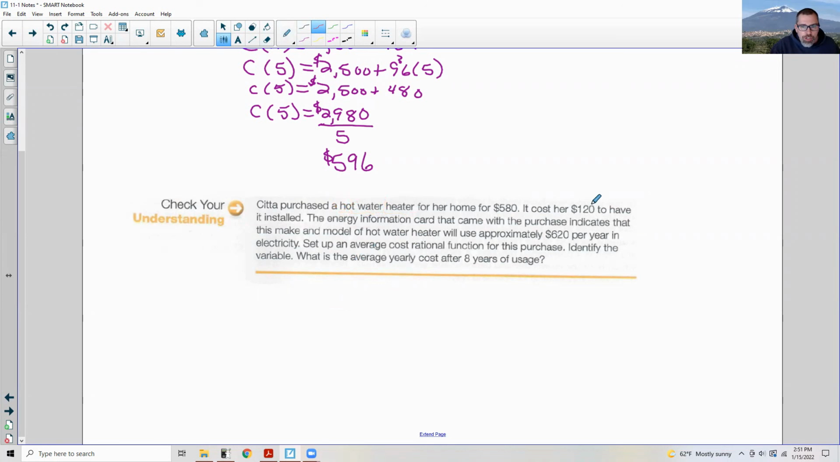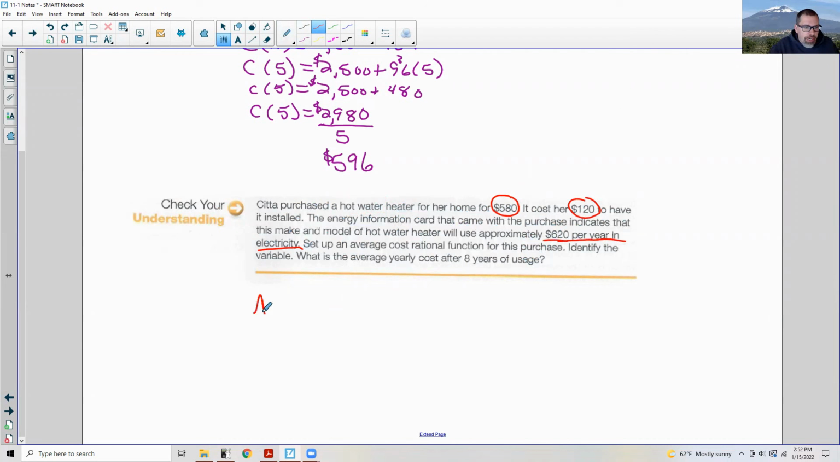Cheetah purchased a hot water heater for her home for $580. It costs $120 to have it installed. The energy information card that came with the purchase indicates that this make and model of hot water heater will use approximately $620 per year in electricity. So it costs $580, $120 to install it. Set up an average cost rational function for this purchase. Identify the variable. What is the average yearly cost for 8 years of usage?